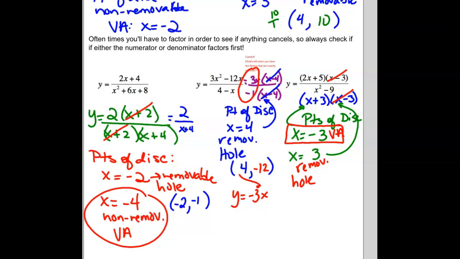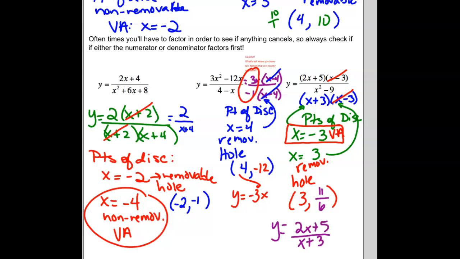The hole is a point. Our x-coordinate is 3. If we look at our reduced version of this, we have y equals 2x plus 5 divided by x plus 3. If we plug a 3 in for x, 2 times 3 would be 6, plus 5 would be 11. Denominator, we put a 3 in and we get a 6. So something just a little under a 2.